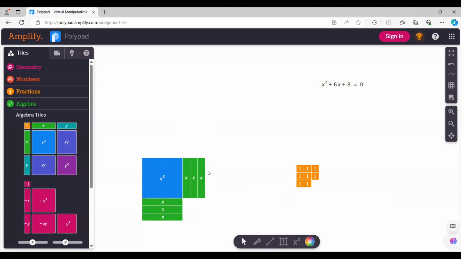Okay, so maybe we can try to change the arrangement of x first. So I don't want this horizontal. Okay, I change to vertical. Okay, as you can see, I still have 6x here. Okay, now I try to fill up the blank space here.